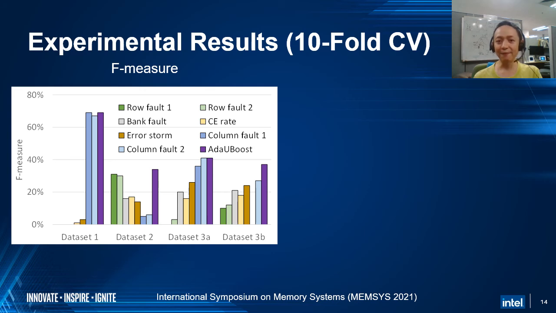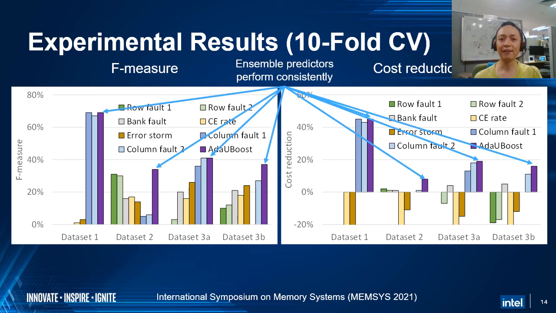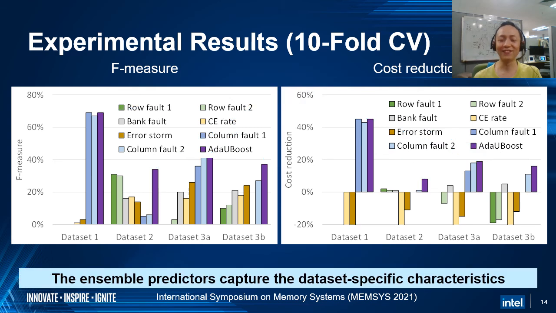In machine learning experiments, we need to partition the data exclusively into training set and test set. Here we use the standard tenfold cross-validation in evaluation to make the results comparable with those from the individual predictors. We report both the F measure and the cost reduction. We see that the ensemble predictor learned performs consistently on all the datasets, reaching both the optimal F measure and the cost reduction in all the cases.